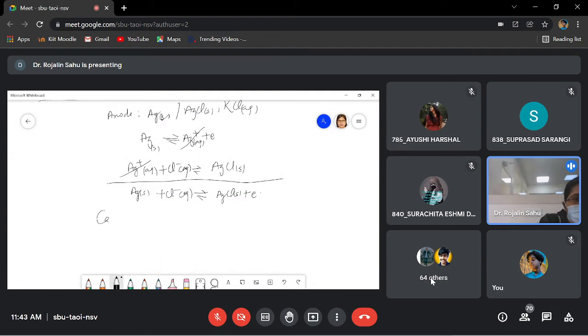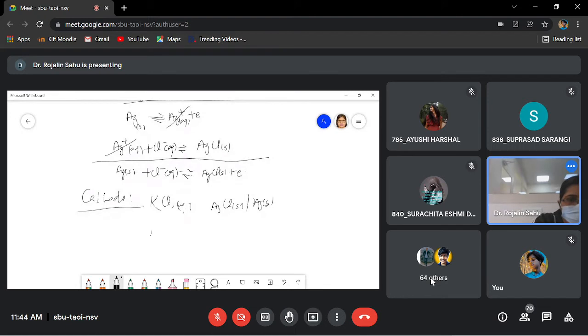What will happen at cathode, I think you can tell me. You can answer this. What will be the reaction? Just the opposite. What you have written at anode, the same way you will just reverse the direction of that one, and the same thing you have to write at cathode. HCl. Okay.